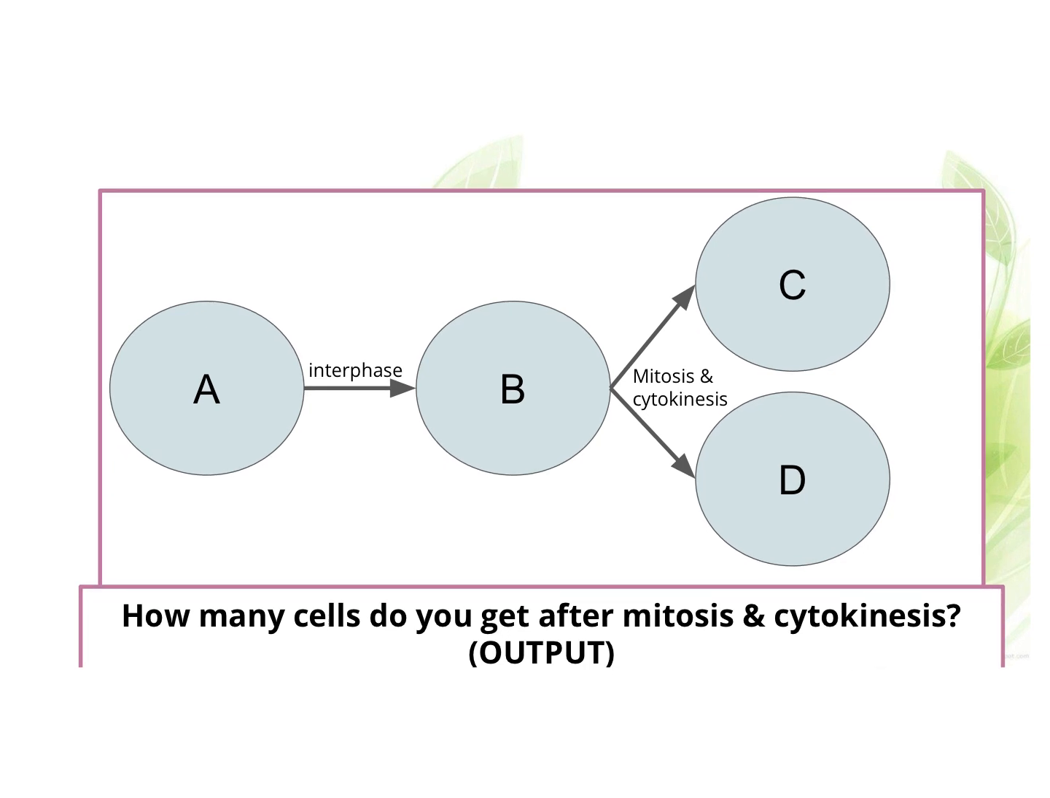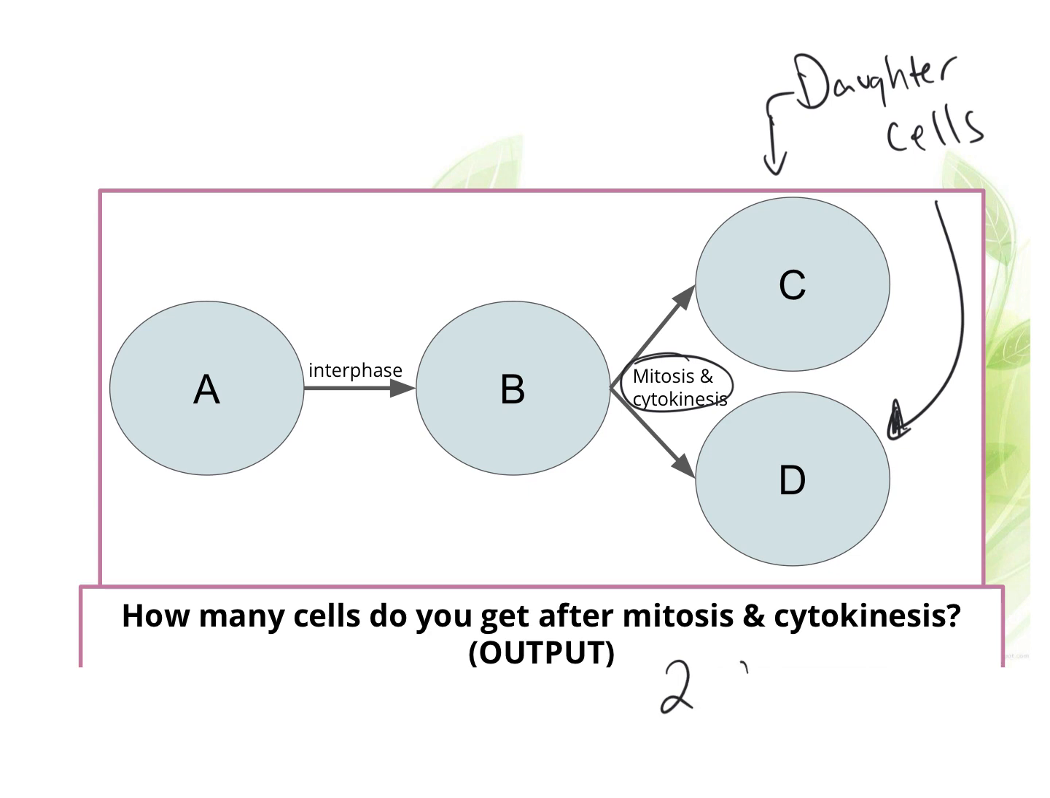How many cells do you get after mitosis and cytokinesis? After mitosis and cytokinesis, we're going to end up with two daughter cells, and these are the daughter cells. So I'm going to write daughter cells. They're going to be in here. So how many cells do you get after mitosis and cytokinesis? You get two cells, two daughter cells, but we'll just write in two cells. And those cells would be identical.